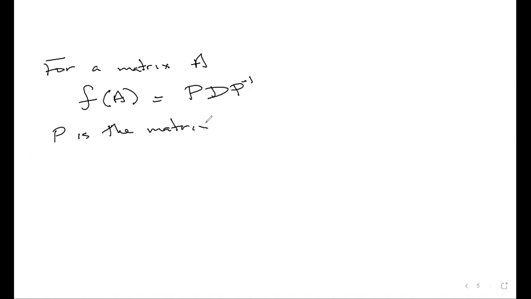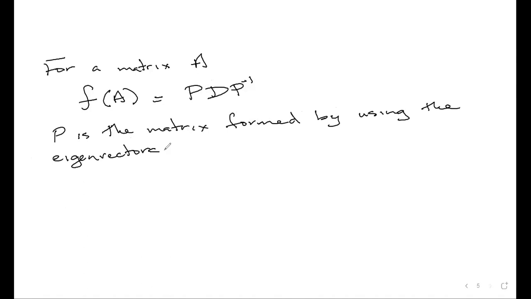is the matrix formed by using the eigenvectors. So our P in this case is going to be, first one was 1, 0. The second one was negative 3, 1. So that is P. And so let us just find P inverse. Inverse of a matrix.